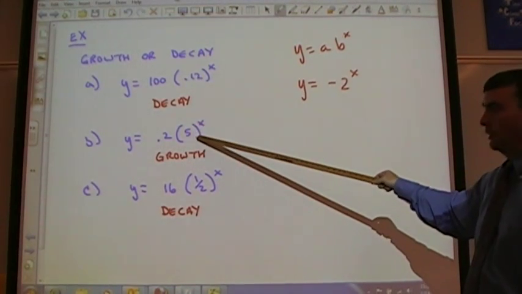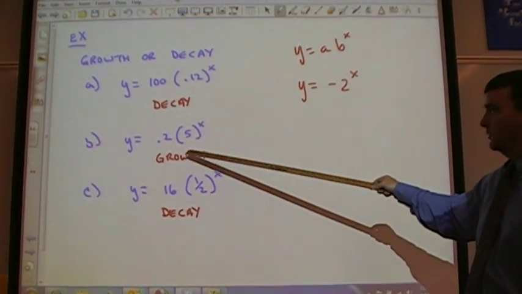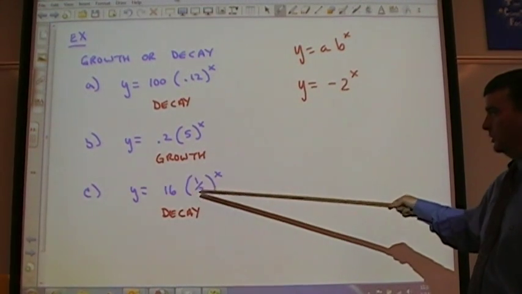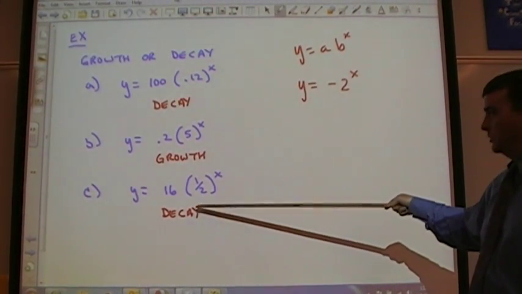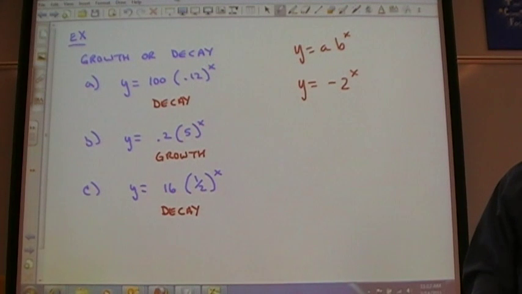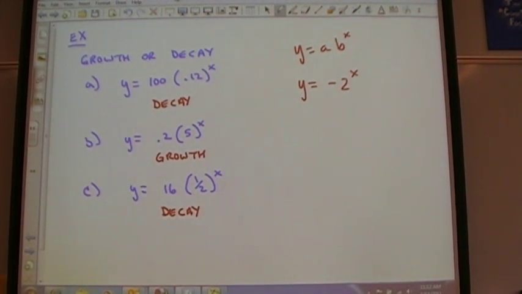Here, what's your growth factor? 5, so it has to be a growth. Here, what's your growth factor? 1/2, so it's a decay. Anything more than 1 is going to be growth. Is 1 growth? No, 1 would be linear. It wouldn't be an exponential.